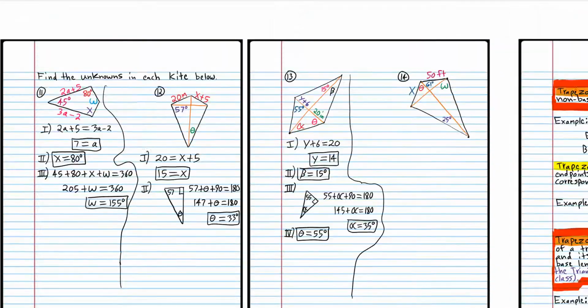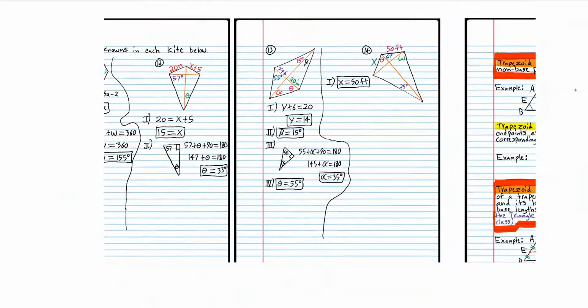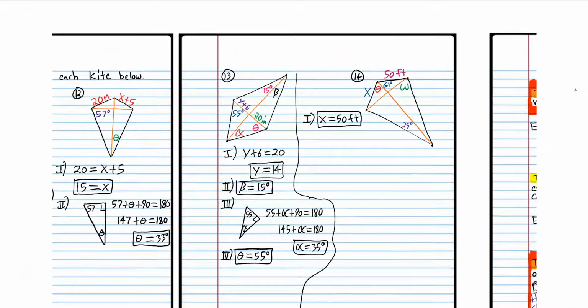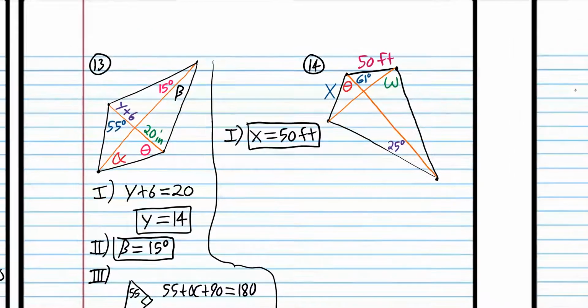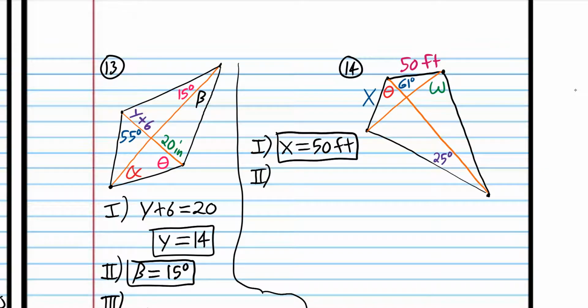All right, we're back. So step 1, x is obviously 50, and we can write the units because there's no operations on x. And step 2, we know that this angle is bisected. That's one of the theorems. So theta is equal to 61 degrees. And we know that this angle must be 25.